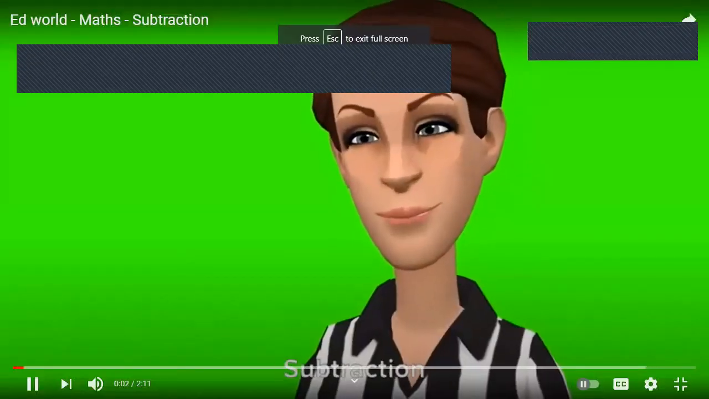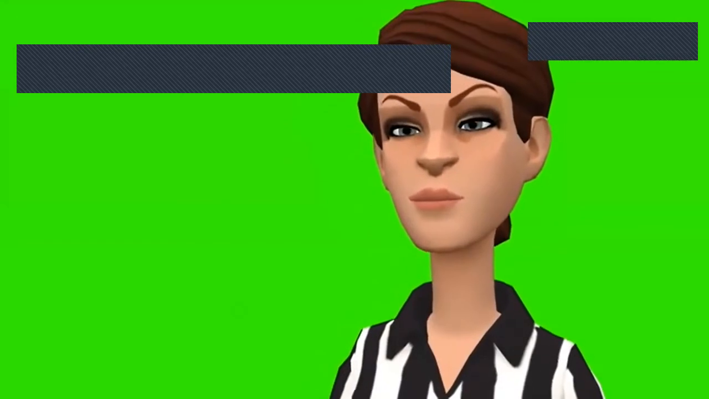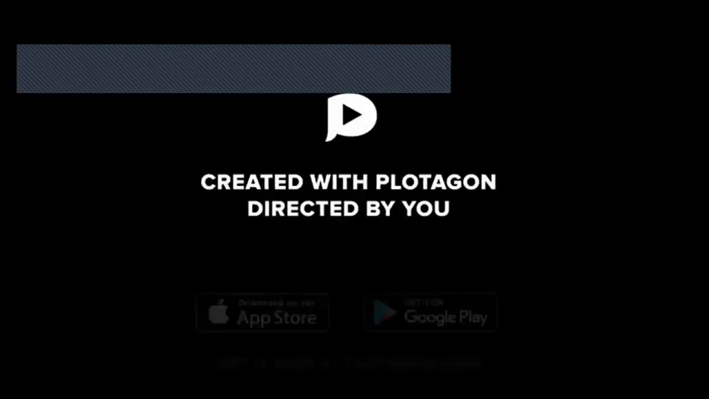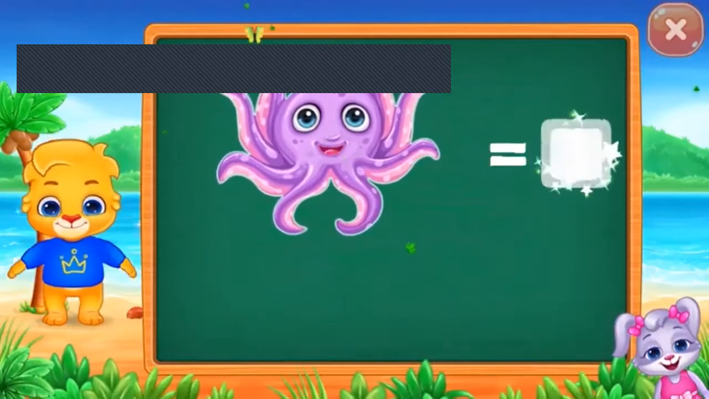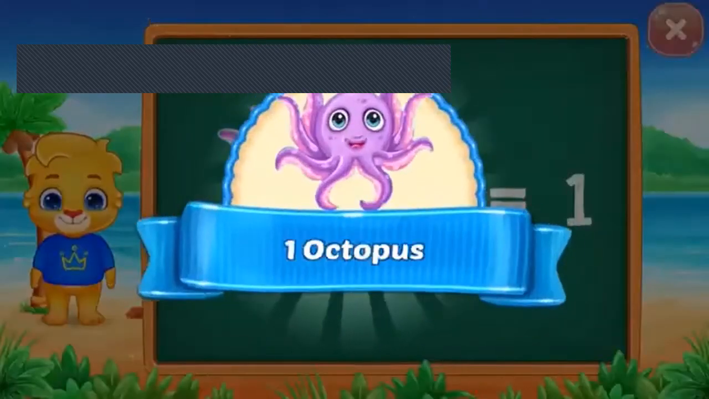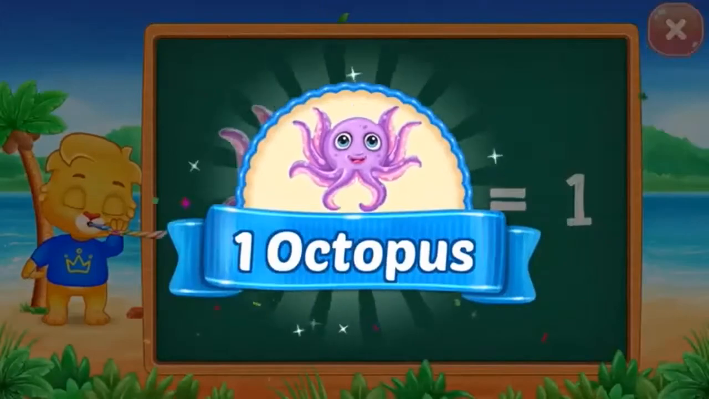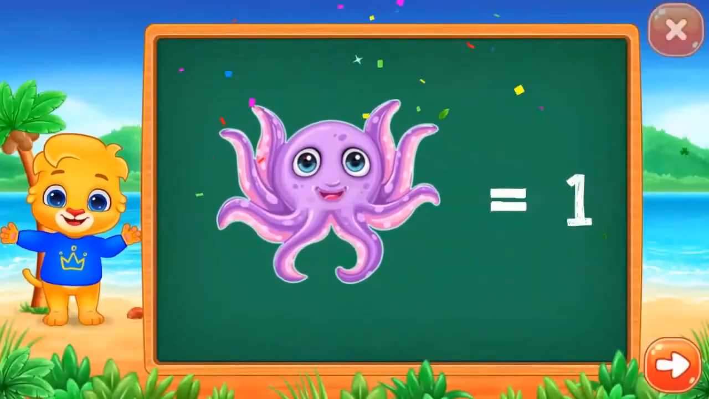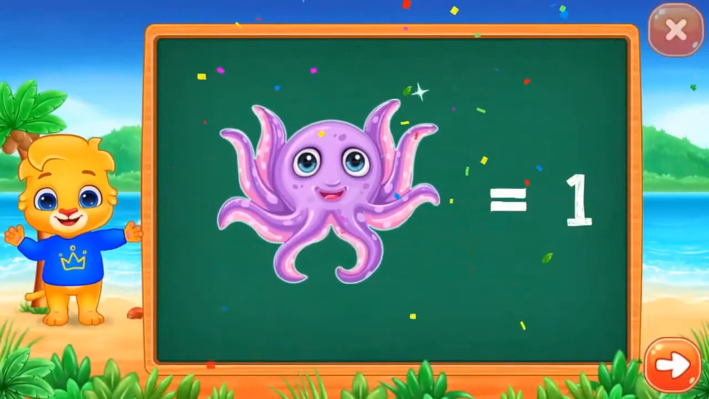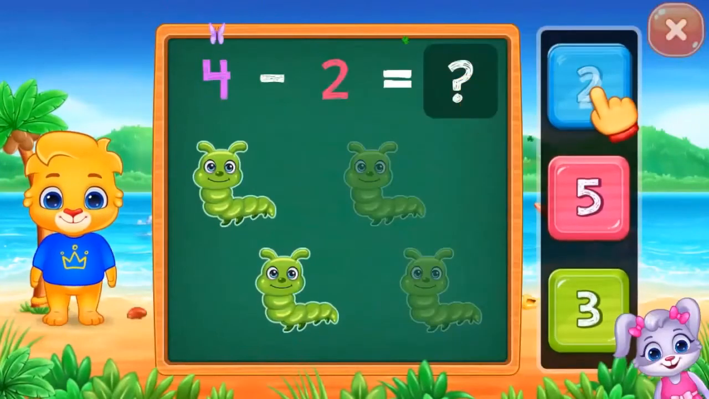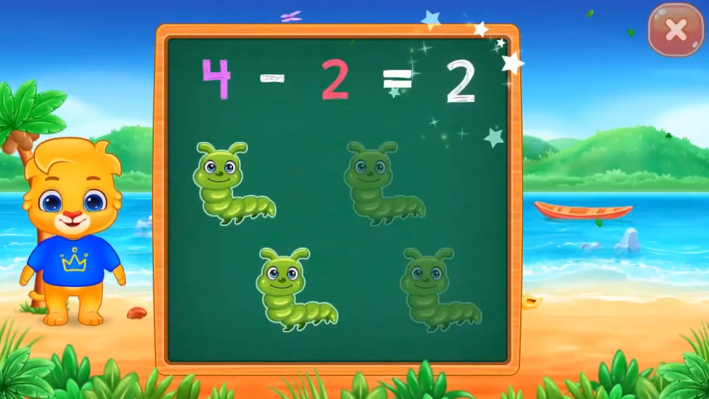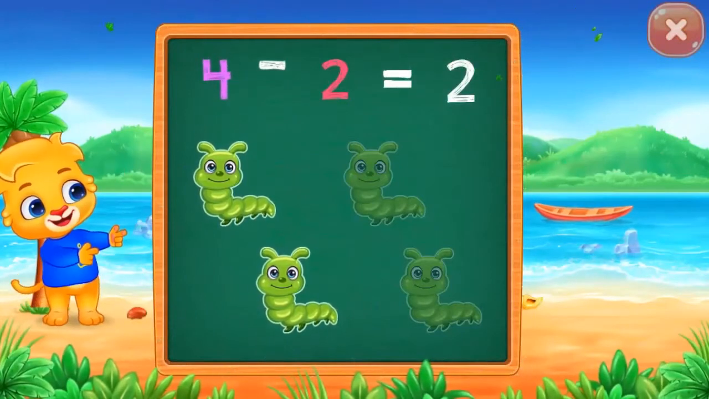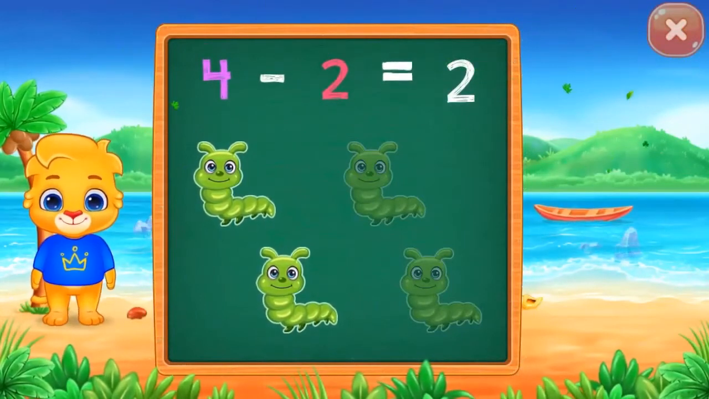Today's topic, subtraction. I believe in you! One! Woohoo! One octopus! Two! Woohoo! 4 minus 2 equals 2!